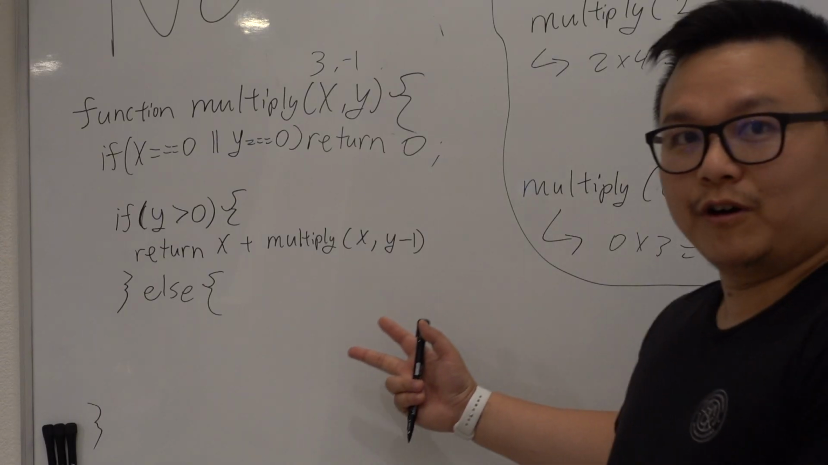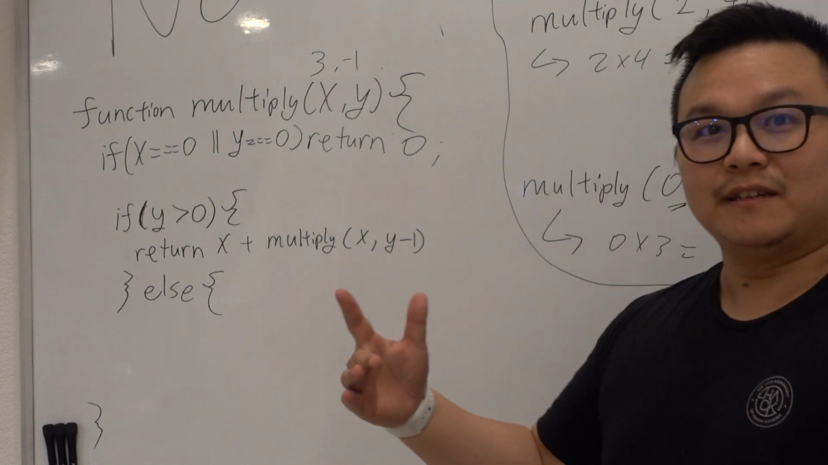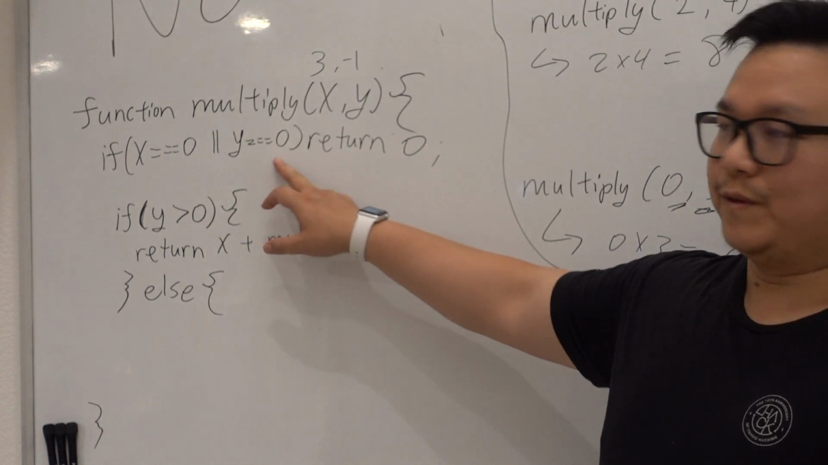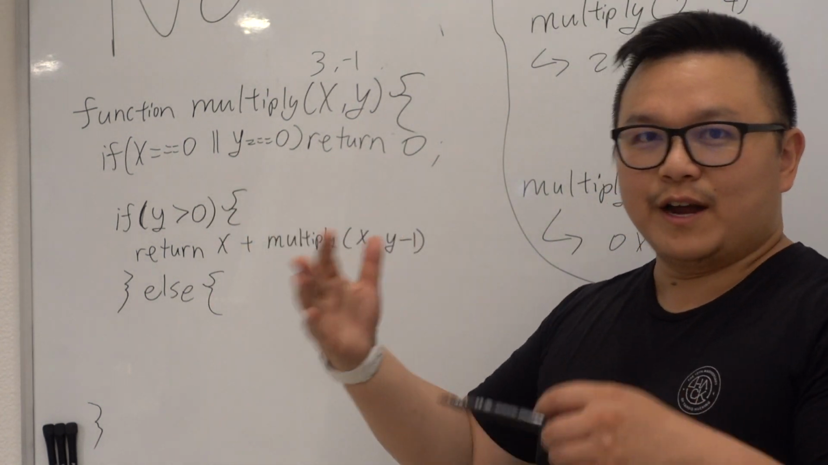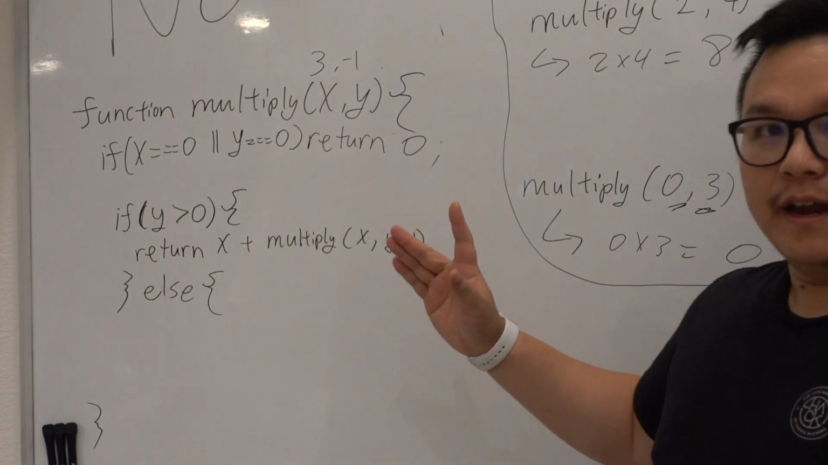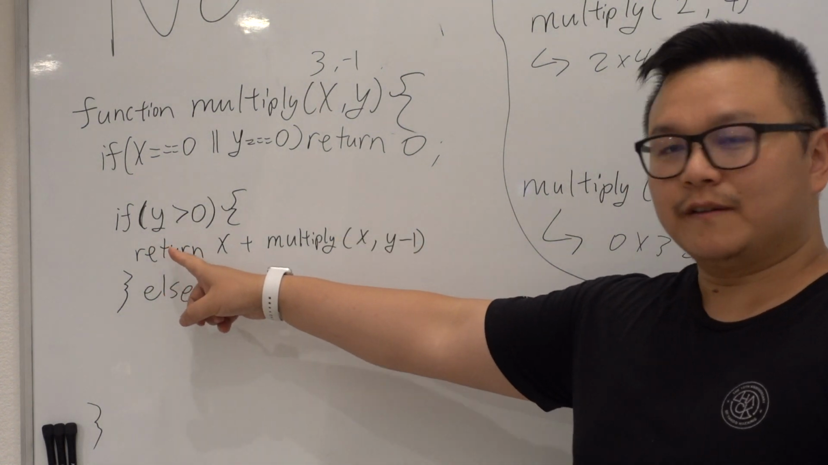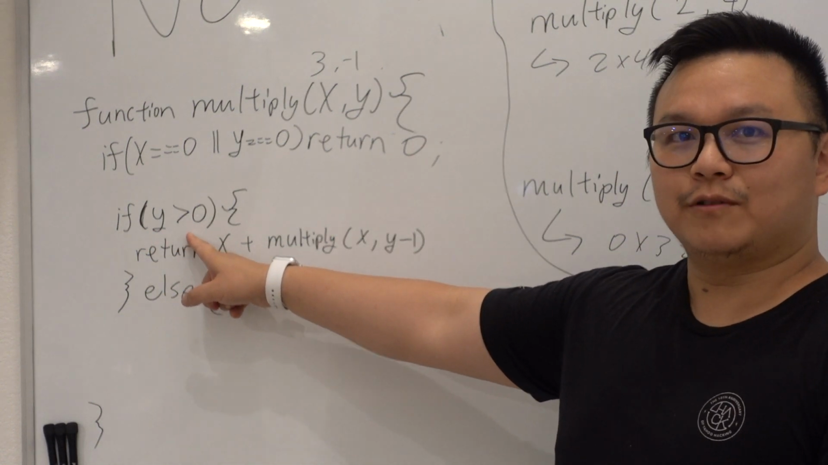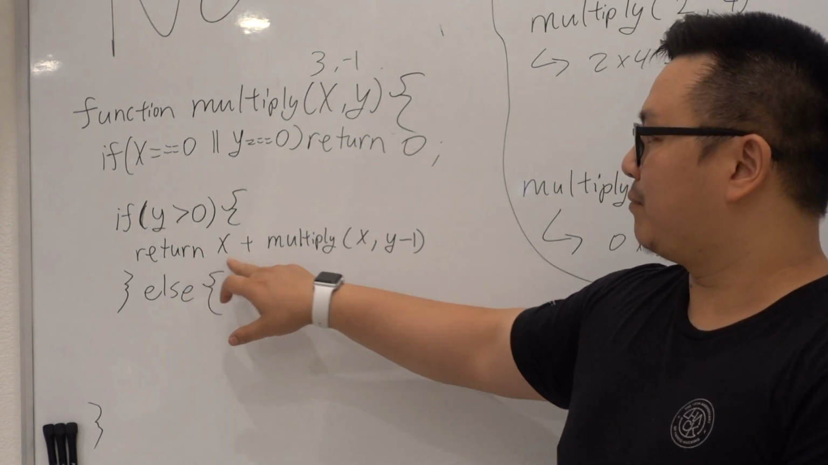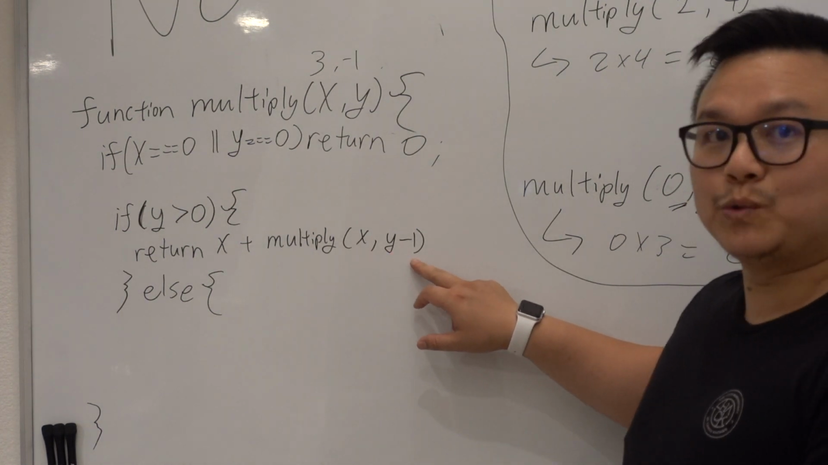Let's begin with our previous implementation. So I optimized it a little bit, because in here I say if x or y is equal to 0, then just boom, that's our base case. And then we take care of the edge case right now, right? So we have a condition right here. If y is greater than 0, that's what we had before. And then we return the same thing, right? So we return x plus multiply x, and then y minus 1, right?